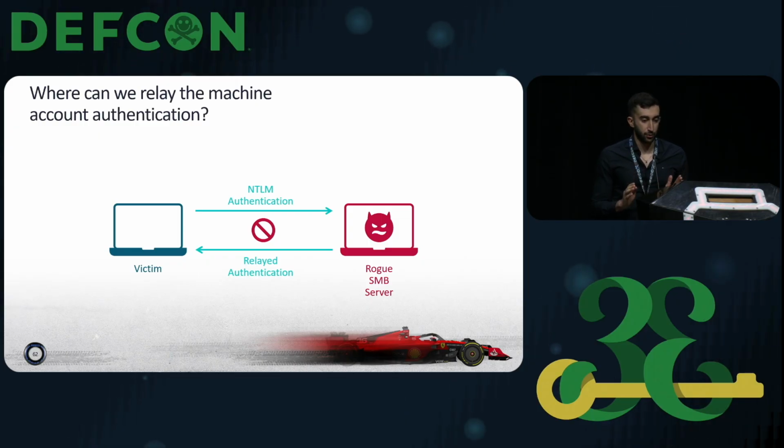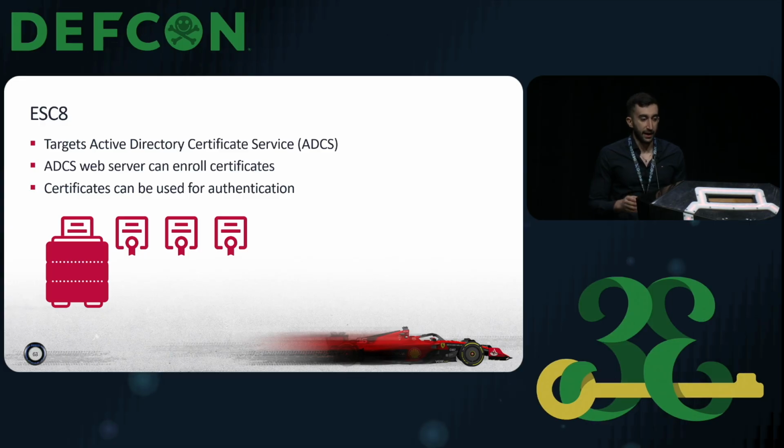To understand the impact of forcing and relaying a machine account authentication, we'll look at the machine account of the domain controller. If we would execute our tool as a low-privileged user on the domain controller, we can use the authentication for an attack called ESC8. ESC8 is an attack that achieves privilege escalation by leveraging the Active Directory Certificate Service, or ADCS. This server is part of the domain, and the certificates it generates are recognized by other computers in the network. Also, those certificates can be used for authentication instead of plaintext credentials.